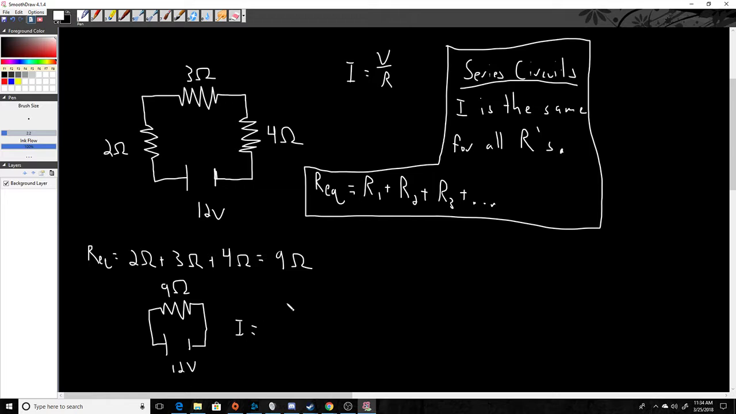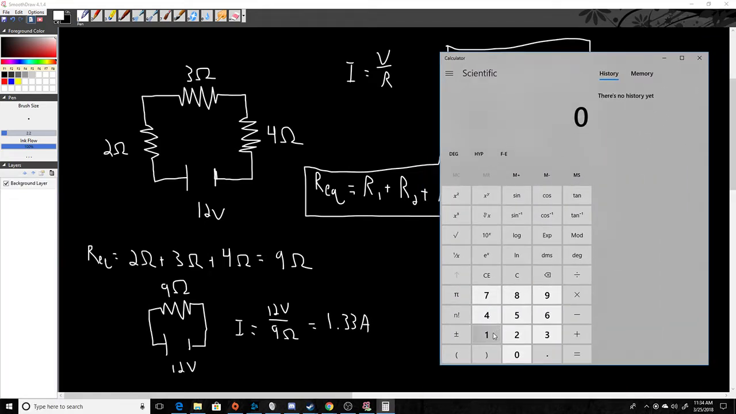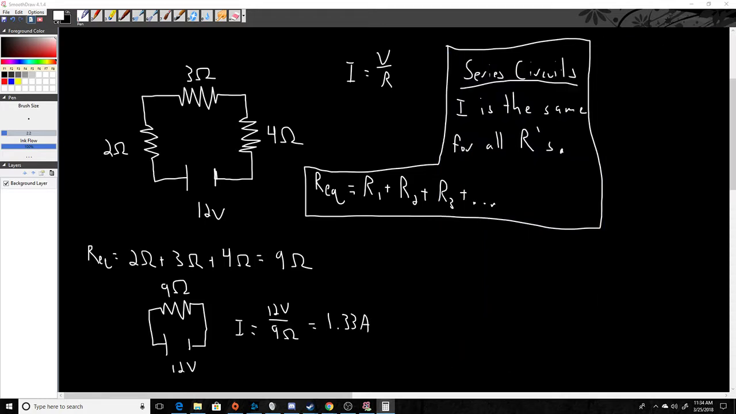So I is equal to V, 12 volts, over the resistance, 9 ohms. That should be equal to 1.33 amps. I'm going to need a calculator here anyway. Let's double check that: 12 divided by 9 equals 1.33. Good enough, I'm not a big sig fig fan. So that's the current going through this wire, which means that's the current going through each of these 3 resistors. And it's important to know.